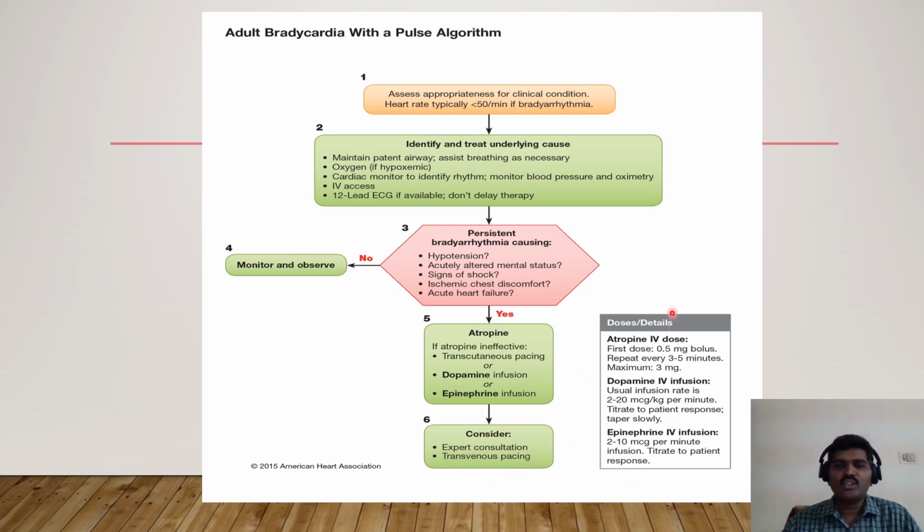So coming to the doses and details, atropine should be given IV, or if you are not able to get an IV line, you can go with IO access. First dose is 0.5 milligrams bolus. Repeat every 3 to 5 minutes. A maximum of 3 milligrams or 6 doses can be given. Dopamine infusion usually starts at an infusion rate of 2 to 20 micrograms per kg per minute. Titrate to the effect so that BP improves. Or instead of dopamine, you can use epinephrine IV infusion, 2 to 10 micrograms per minute, titrated to the patient's response.